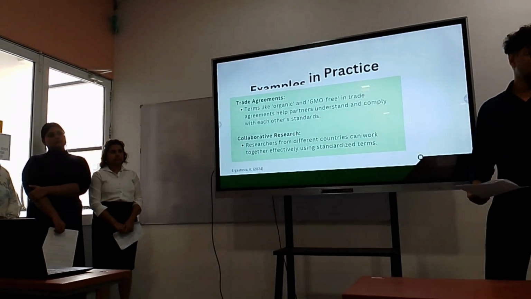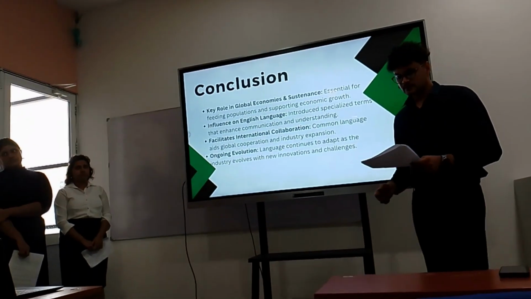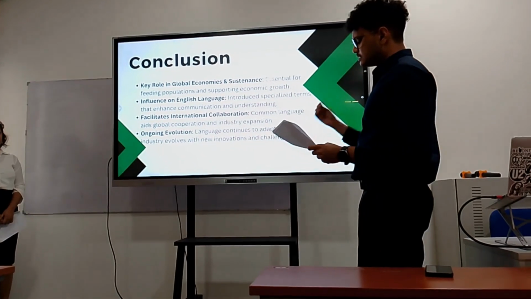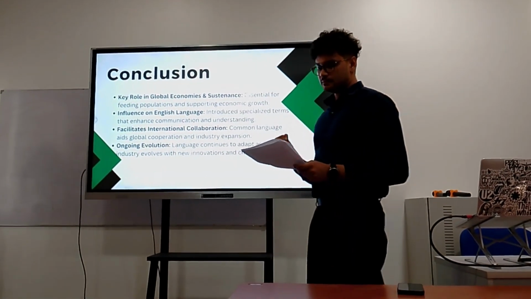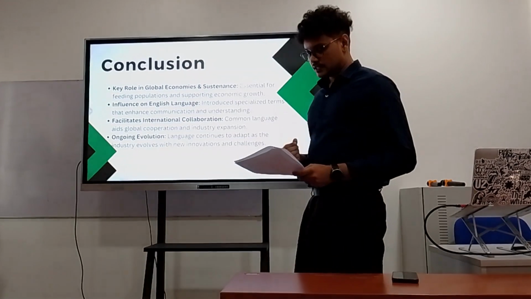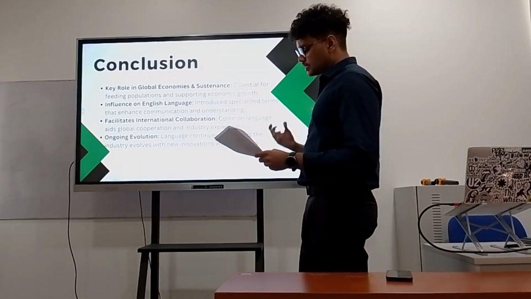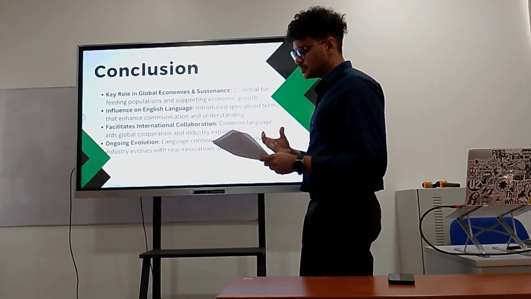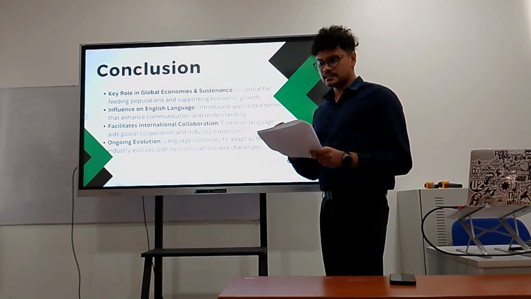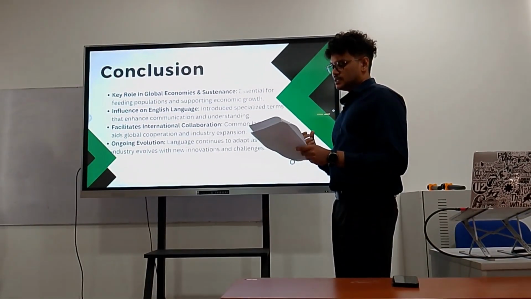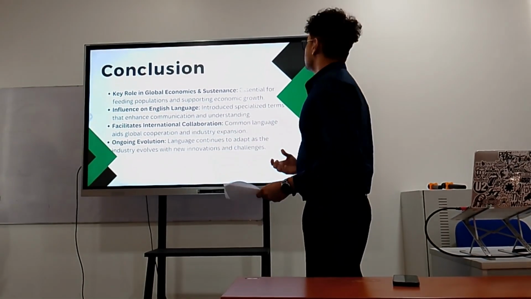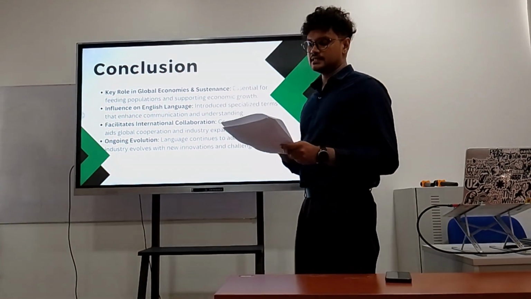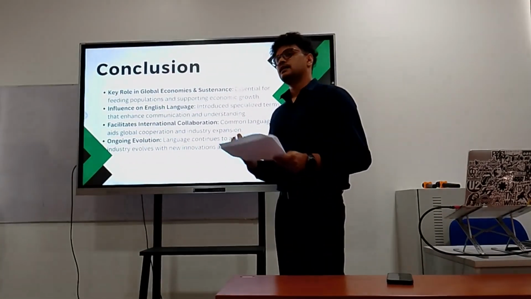And let's move on to our overall conclusion. You can see the agriculture and food production industry is essential for feeding people and supporting economies around the world. It has also played a big part in shaping the English language. Many special words and terms have come from this industry, making it easier for people to communicate and work together across different countries. And also these words have helped the industry grow and develop.